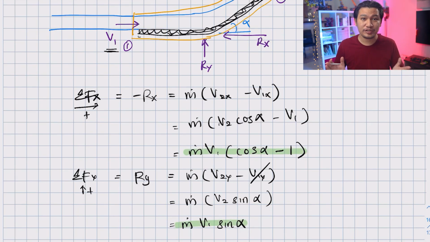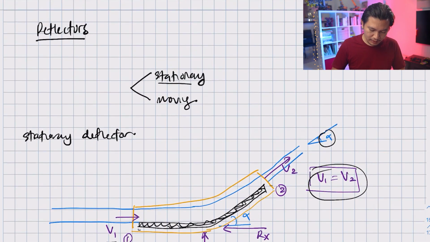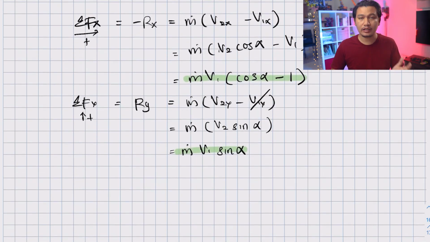I think this is quite straightforward, but after this, we are going to take a look at one example to familiarize yourself with these equations. But before that, let's take a look at moving deflectors. What does it look like? First of all, it is still a deflector, but this deflector can move to the left and to the right, depending on the direction of water.